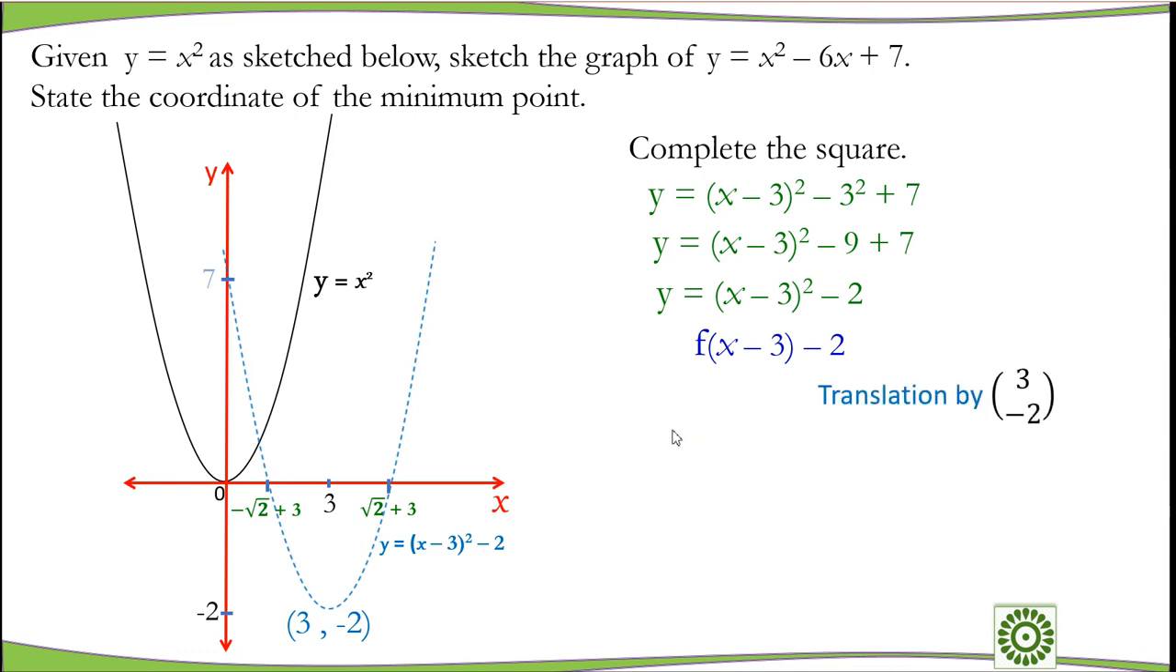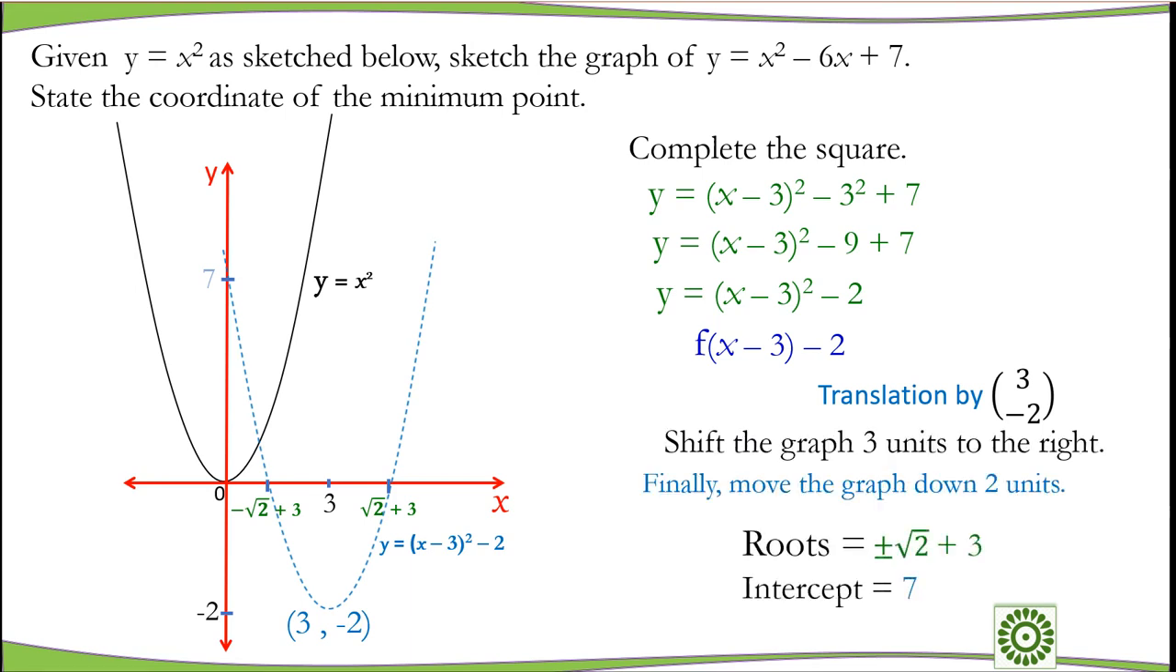So as you can see, this is a translation by 3, negative 2. Don't forget, it's always the opposite way. Minus 3 means move to the right. But when it's outside, minus 2 means move 2 units down. So shift the graph 3 units to the right. Finally, move the graph down 2 units. And our roots are plus or minus root 2 plus 3. That's what you have. Intercept is 7.